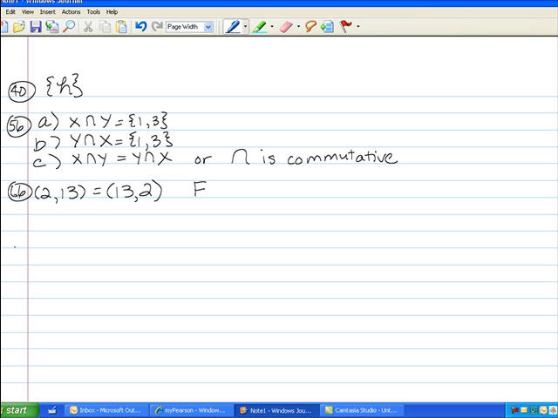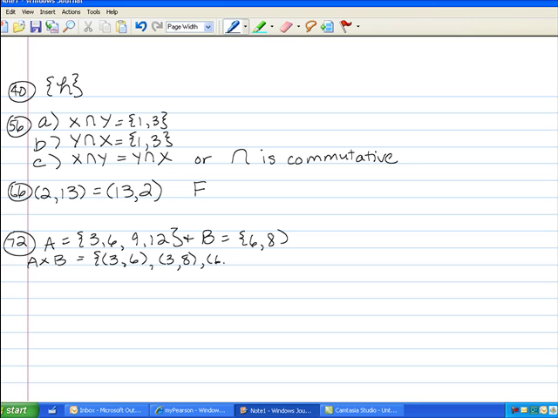Let's see, we'll go on to 72, and we'll do A is 3, 6, 9, 12, and B is 6 and 8, and we're to find A cross B and B cross A. What I like to do is take each element of A and match it with the elements in B, so we'll have a 3 and a 6, and a 3 and an 8, then a 6 and a 6, a 6 and an 8, then a 9 and a 6, and a 9 and an 8, and then finally moving on to the 12, we'll have a 12 and a 6, and a 12 and an 8.